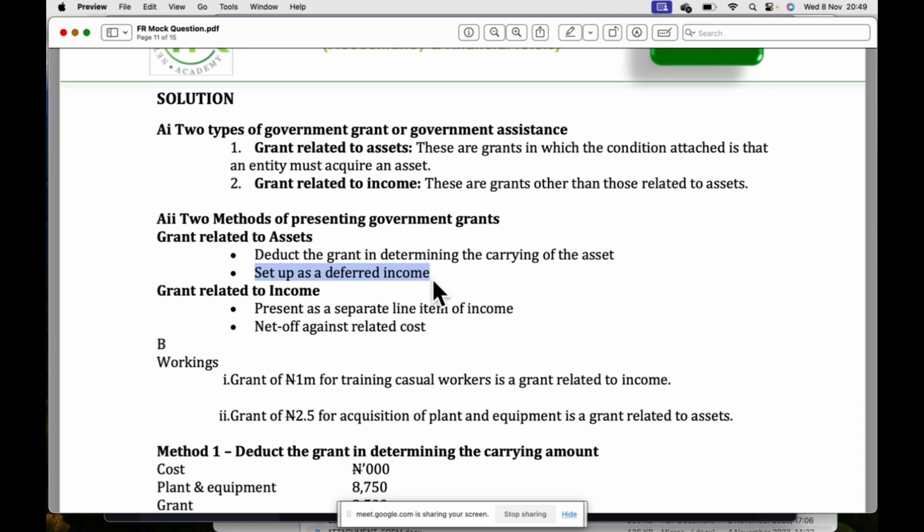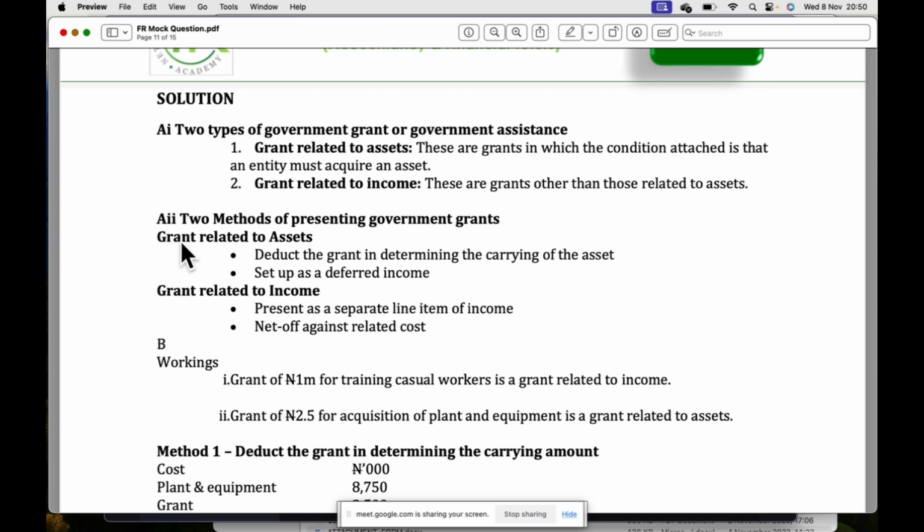And why is that? You see, generally, before government can give anybody any grant, the entity must meet certain conditions. So if you have not met the condition, or if you have met part of the condition, there's likelihood that you might not meet it, and you might have to return the money. So the ones that you have not met, or the ones that you are still in the process of meeting, you don't recognize those as income yet until you have passed those periods.